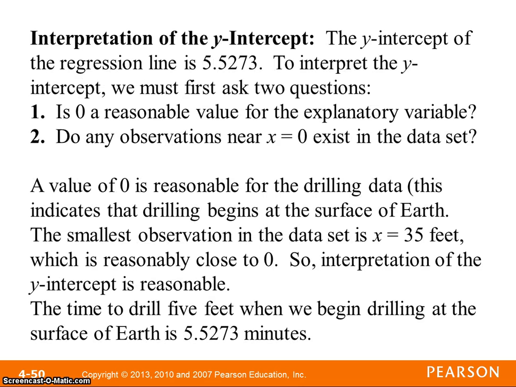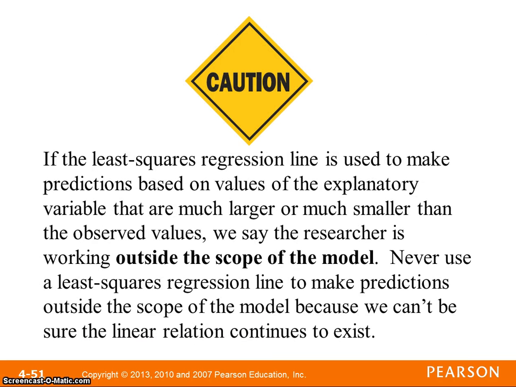The y-intercept is basically, well, in this case, I guess it's subject to interpretation, but is 0 a reasonable value for the explanatory variable? In other words, the x-coordinate would mean the drill depth is 0, so that doesn't really make sense, right? So the time to drill 5 feet, when we begin drilling at the surface of the Earth, is about 5.5273 minutes.